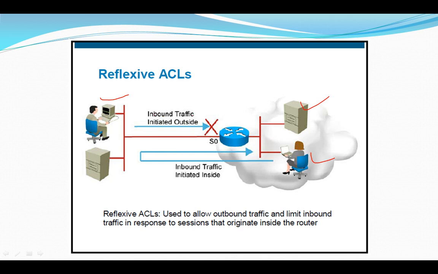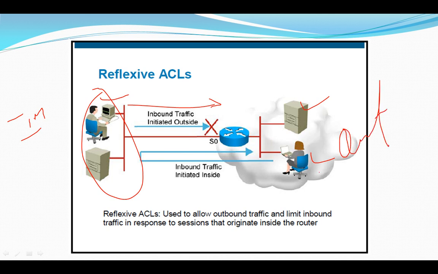So what happens here? Inbound traffic initiated outside is going to this side. This is my inside and this is my outside. Now, inbound traffic initiated inside is coming from this way to this way. What will happen here? Flexible ACL is used to allow outbound traffic and limit inbound traffic in response to sessions that originate inside the router. This is the main function of flexible ACL. It allows outbound traffic and limits inbound traffic in response to sessions that originate inside the router.